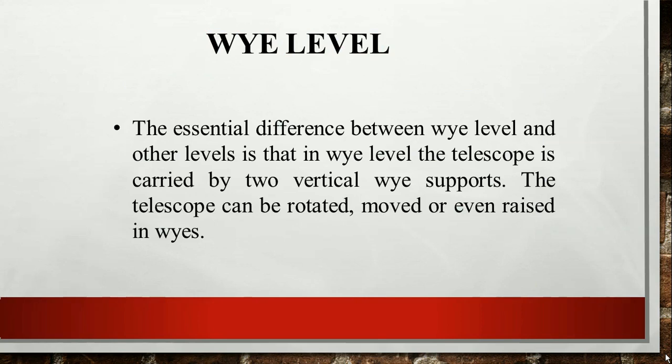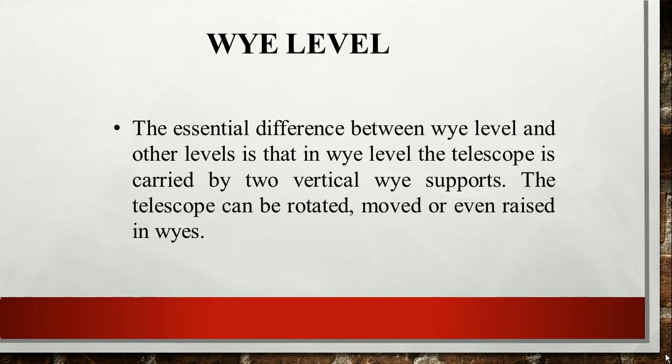In every level instrument there is a telescope through which you have to sight the staff and note down the reading over the staff, which is used for determining the RL of various points. After that the Y level is there.